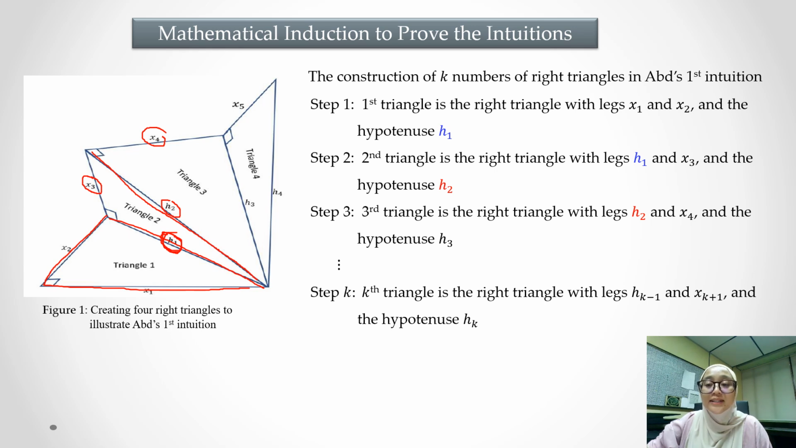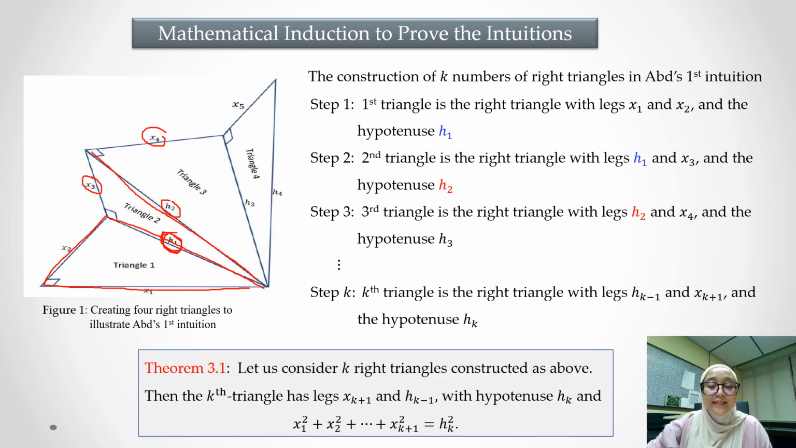And Abdul's first intuition says that the summation of the squares of every leg, up to leg x(k+1), is equal to the square of the hypotenuse Hk, and the proof is going to be explained in the next slide.